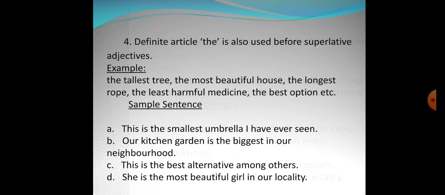Now, definite article the is also used before superlative adjectives. So, wherever we have the degrees of comparison and we are using the superlative degree, we always add the before them. For example, this is the smallest umbrella I have ever seen. Our kitchen garden is the biggest in our neighborhood, and so on.